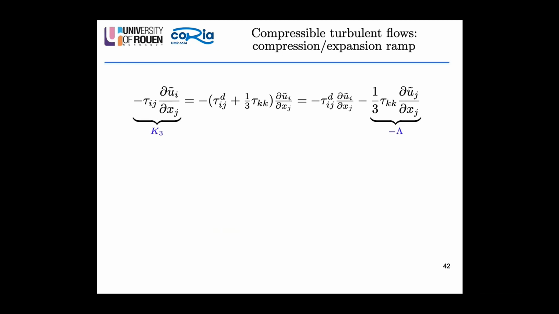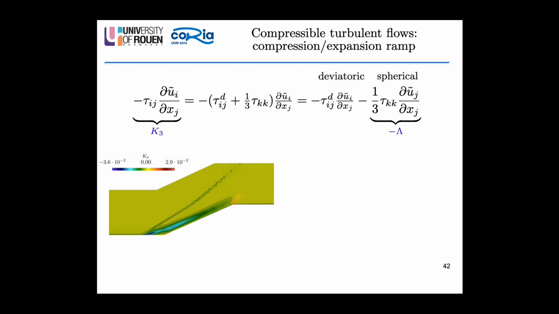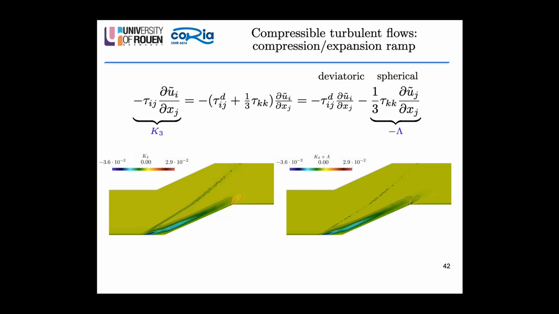So we decompose the SGS dissipation in a deviatoric and a spherical component. The deviatoric is representative of incompressible motions, and the spherical is more intrinsically compressible. So if we compare only the K3 term with only the deviatoric part, so K3 plus lambda, we can observe that all the backscatter that we first observed now completely disappears.